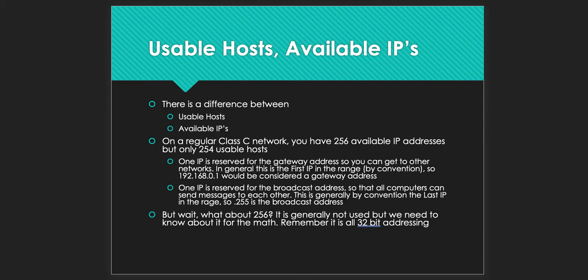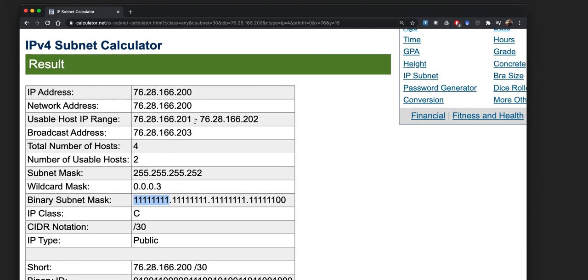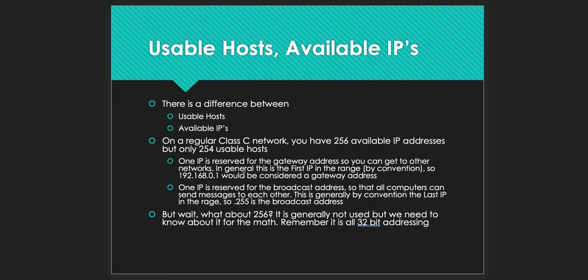Pretty standard nomenclature, right? But the big thing is remembering that there's usable hosts and available IPs, and this is the big one. So if we go back to our system, where we broke out our little guy here for our 200, I have 4 available IP addresses, but only 2 of them are usable. The reason is that I have to have one for a gateway, one that will get me onto the rest of the network, and then one that will be used as a broadcast across the board, so I can send a note to every single computer on the network along the way, right?